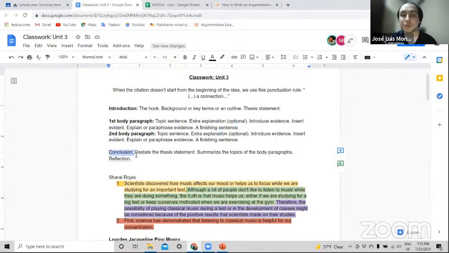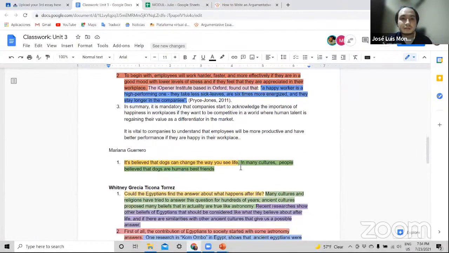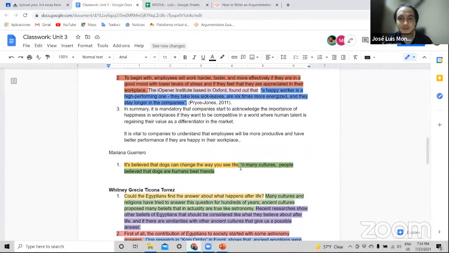And finally, this is what we're doing now, which is the conclusion. First, you restate the thesis statement, the first thing. Secondly, you summarize the topics of the body paragraphs. And finally, the reflection. And that's what we're going to read to finish this class. Now, I want to see what you were able to do. Let's read what you got, please. Melissa, what you were able to write.